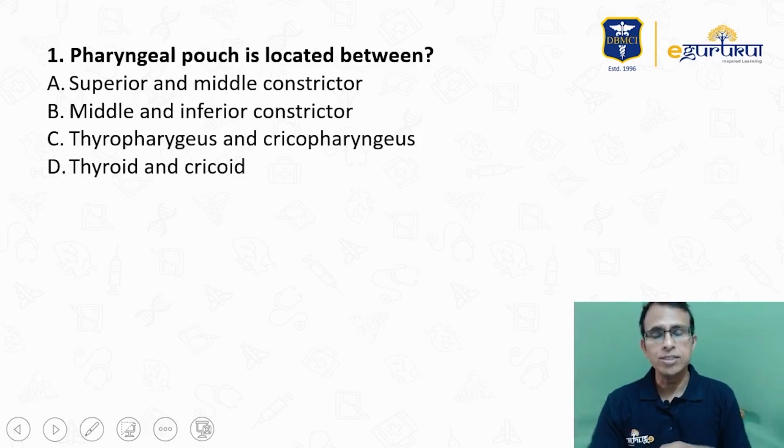Now, the first question says, the pharyngeal pouch is located between which of the following? A. Superior constrictor and middle constrictor. B. Middle and inferior constrictor. C. Thyropharyngeus and cricopharyngeus. And D. Thyroid and cricoid.